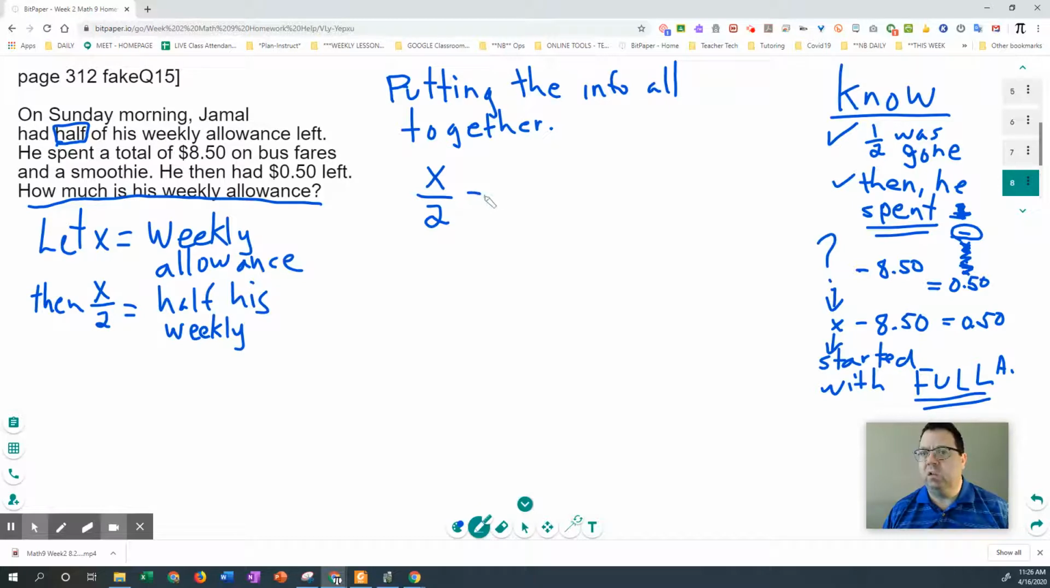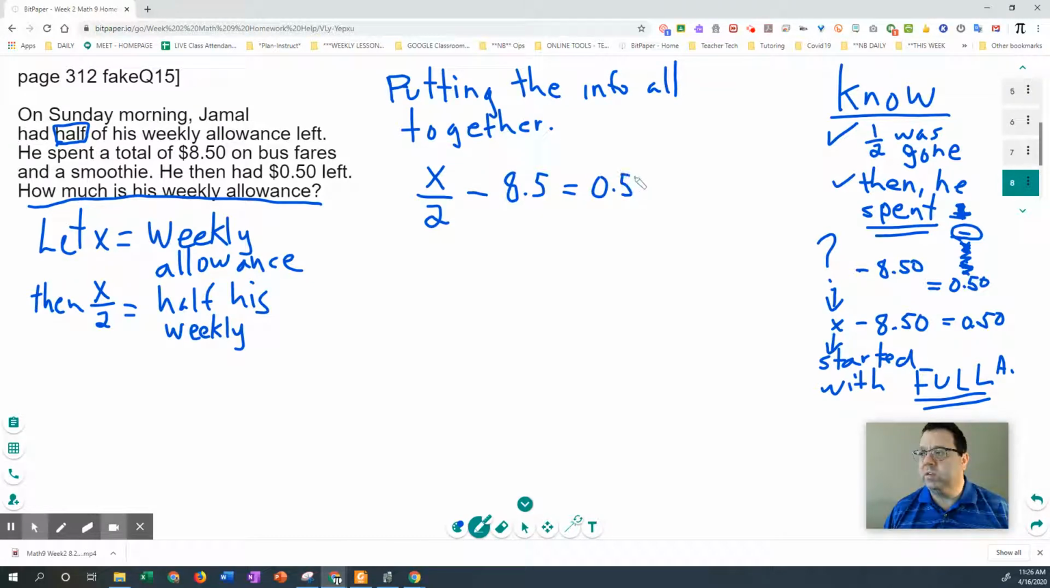Then what did Jamal do? Did he earn more money? Did he spend money? Did someone give him an extra $100? No, he spent $8.50. Now, you can write this zero or you can leave it out. It's up to you. The zero is not really that important at this point. And what did he have left?